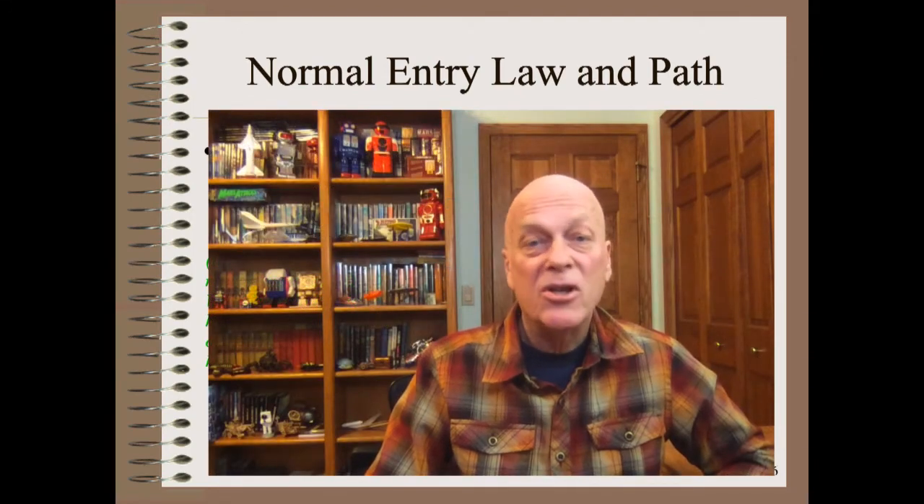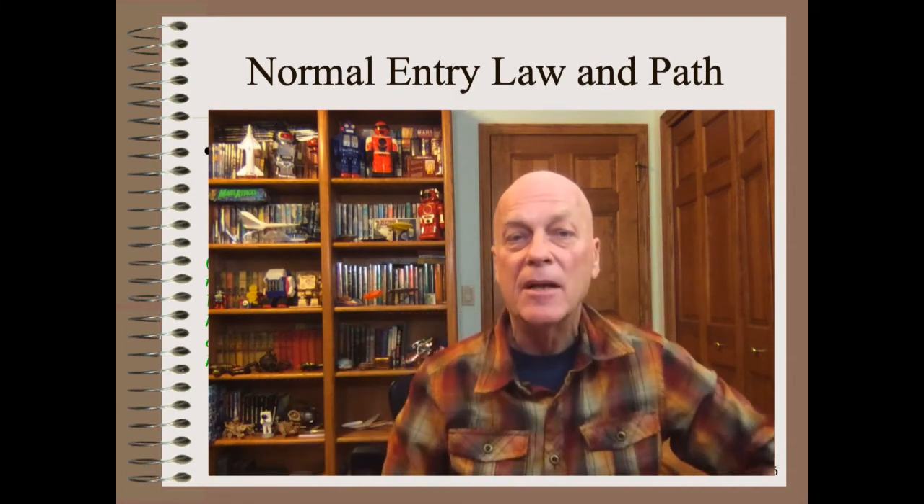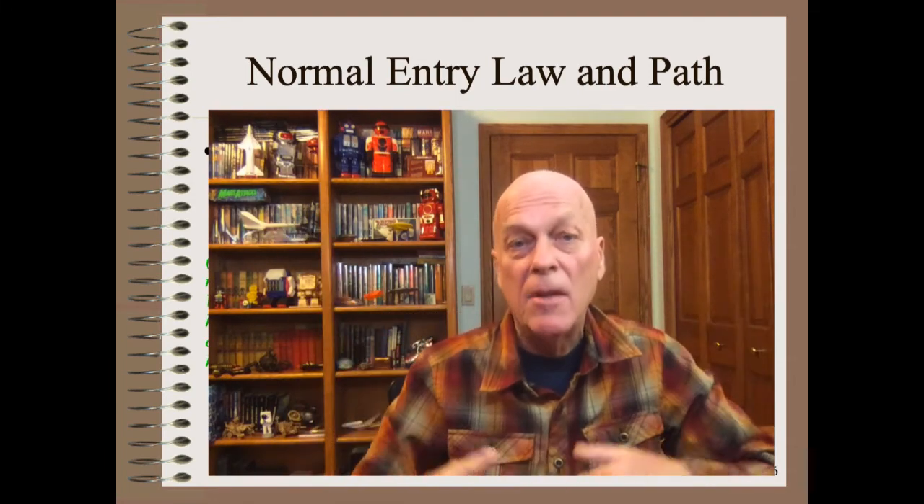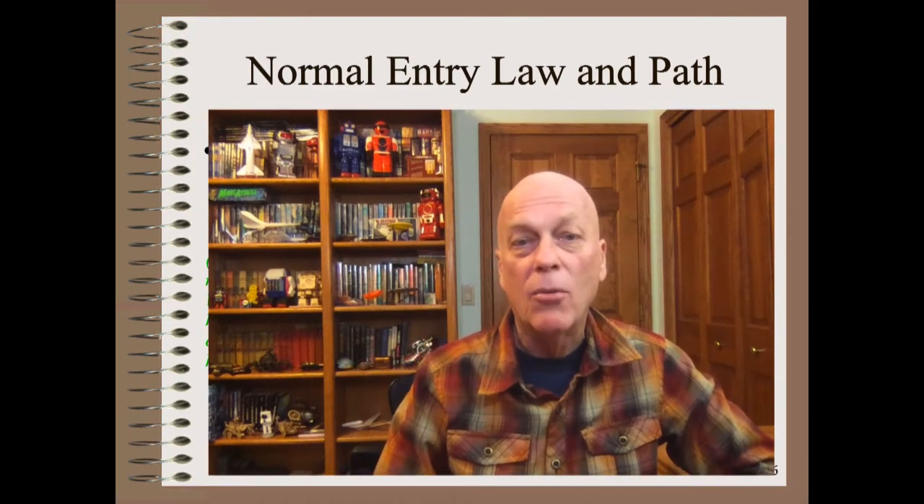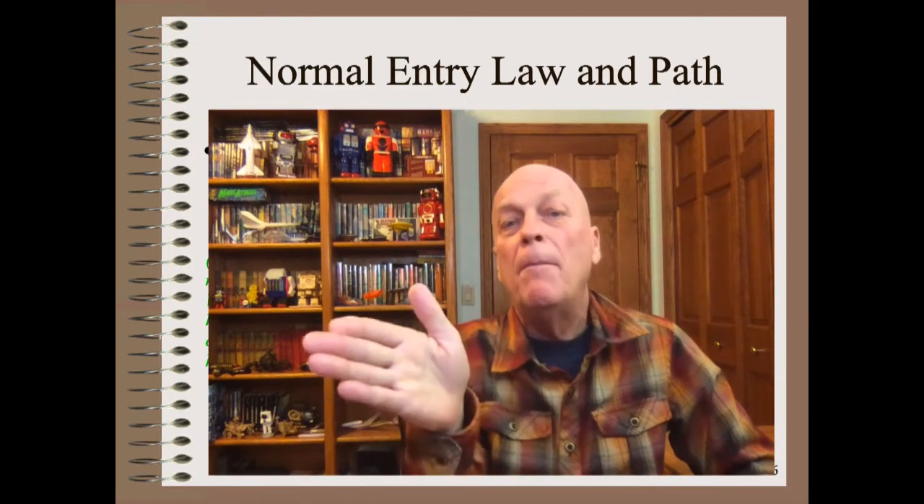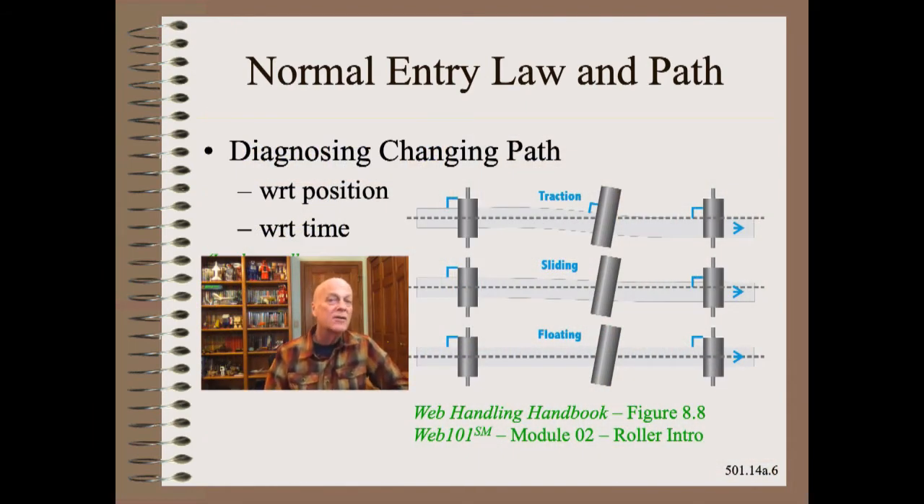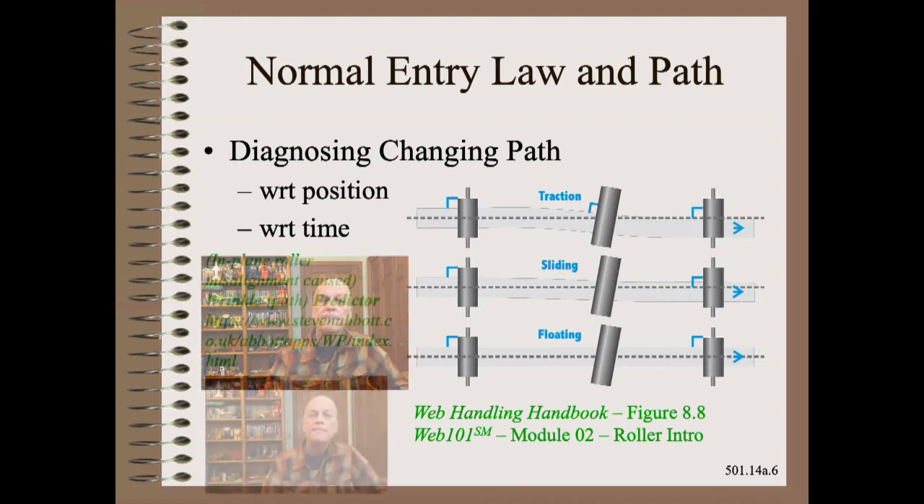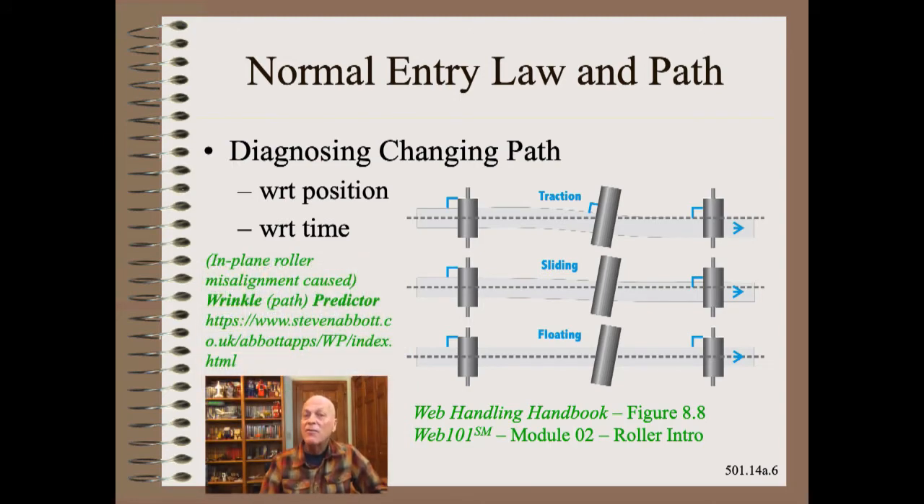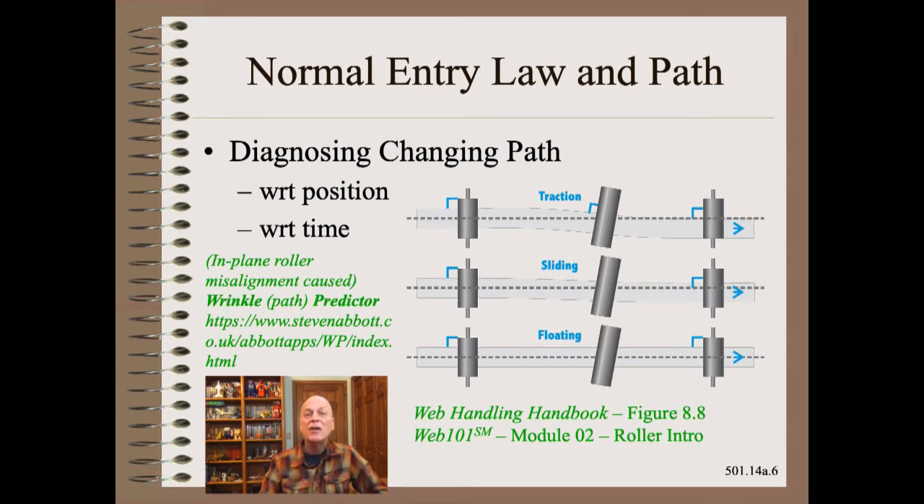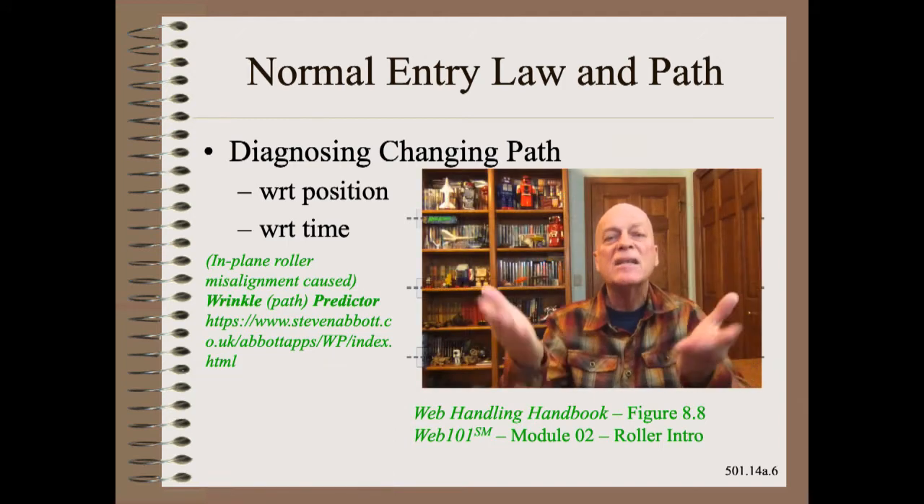One of the more common sources of web path upsets is in-plane roller misalignment. Every roller that touches the web steers the web. If the roller is even slightly crooked, the web path will be slightly crooked because of the normal entry law, as web handlers have known for almost half a century. Indeed, we even have a free and simple app that can calculate the authority of in-plane roller misalignment to move a web sideways.